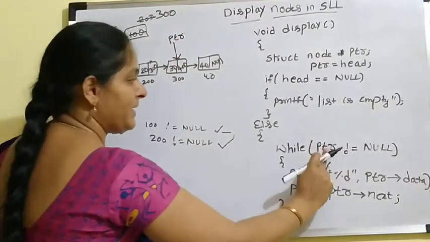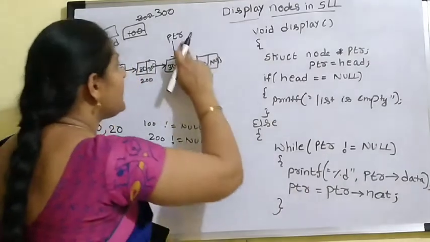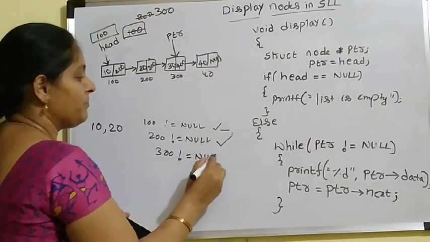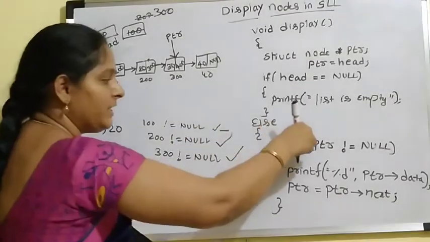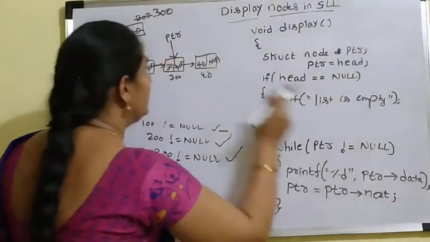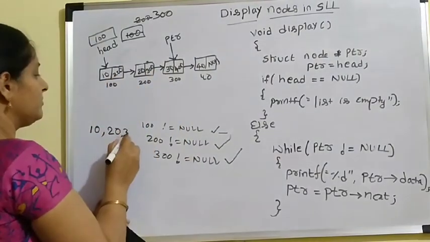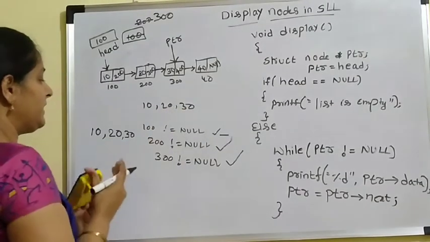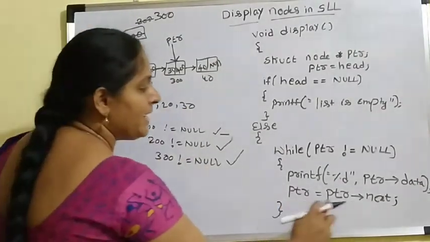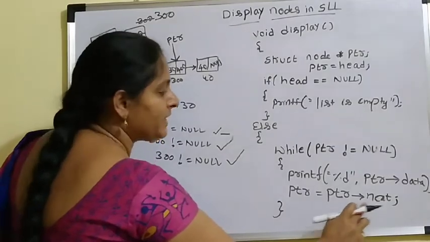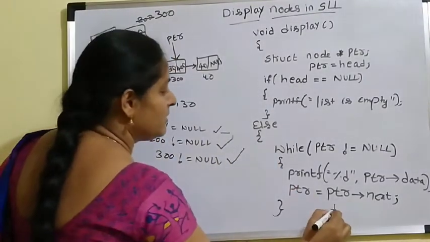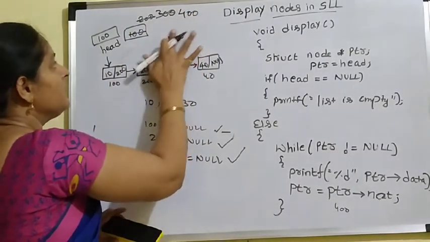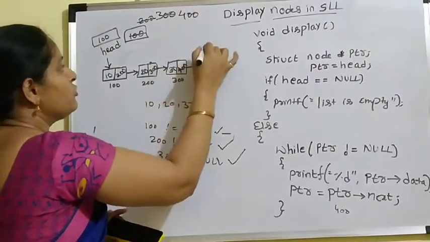Right? Again comparison. PTR not equal to null. What is PTR now? 300. 300 not equal to null. Condition again satisfied, we'll enter into this while loop. Printf PTR data. What is PTR data? 30. Okay? PTR data is 30. Now move the PTR to the next node. PTR next. What is PTR next? 400. So 400 is assigned to PTR. Right? So PTR moves to this node position.